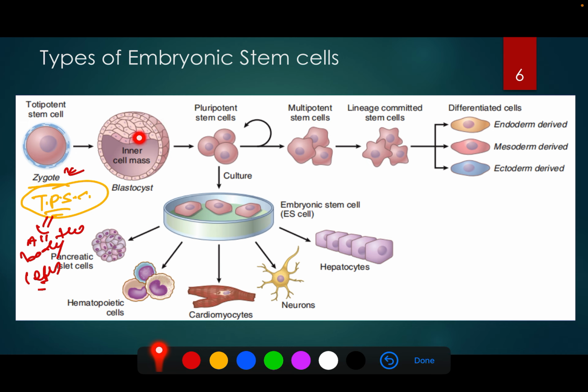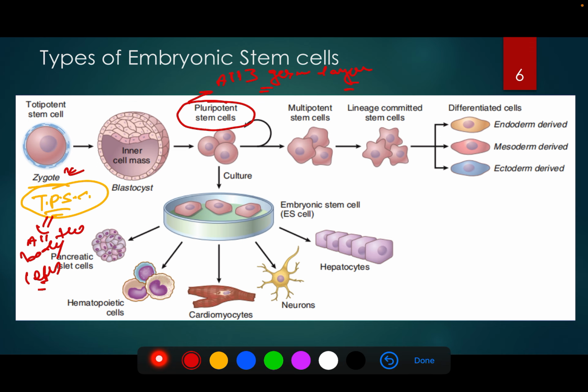After that, this is my blastocyst. Blastocyst has the inner cell mass and outer cell mass. This inner cell mass forms the pluripotent stem cells. Pluripotent stem cells means it can form the multiple germ layers. So it can form ectoderm also, it can form the mesoderm also, it can form the endoderm also. Is that okay? So they are called what? Pluripotent stem cells. Pluripotent stem cells means they can form all three germ layers. Is that okay? They are called what? Pluripotent stem cells.